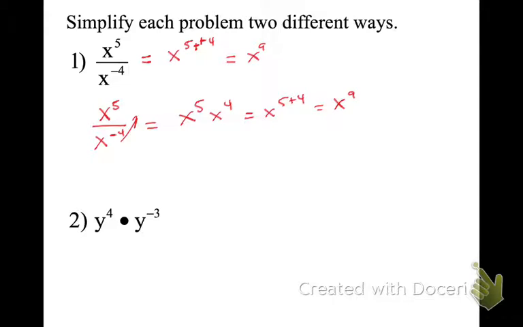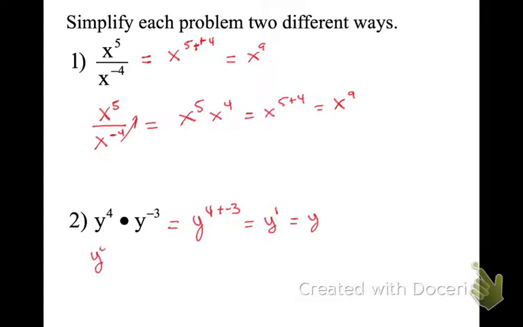all right, let's try it. So this one seems easy enough. I'll do it both ways. I can do y to the fourth plus the negative 3. 4 plus negative 3, y to the first. It's y. Or I can drop it right away to the reciprocal.